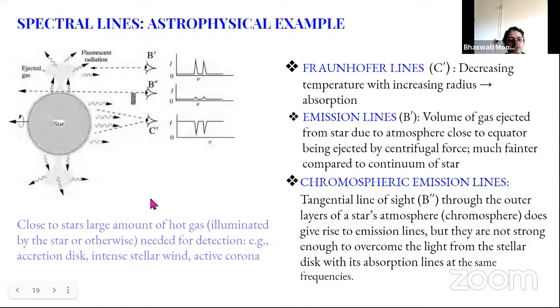What this means is that, in order to observe emission lines close to the stars, one actually needs a large amount of hot gas, which is illuminated by the star or otherwise. Because you see this hot gas, I can see only very faint lines corresponding to it, but I do see very strong absorption lines. We won't go into the details now. But there you need some exotic phenomena, something like an accretion disk, which makes the gas heat up significantly.